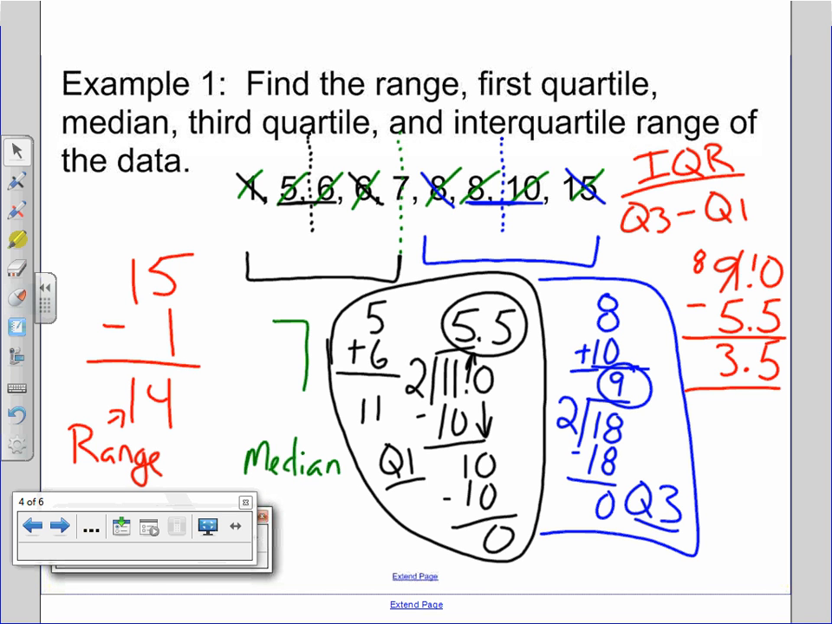Range, biggest number minus the smallest. Median, find the middle number. Q1 and Q3, find the middle of the upper half of the data and the lower half of the data. And then lastly, the interquartile range, or the IQR, take the quartile 3 minus quartile 1. A lot of different numbers there, and that's what's going to help us make our box plot down the road. And that'll be for another video.